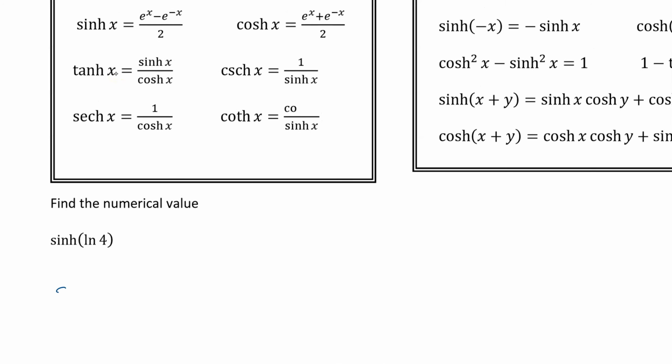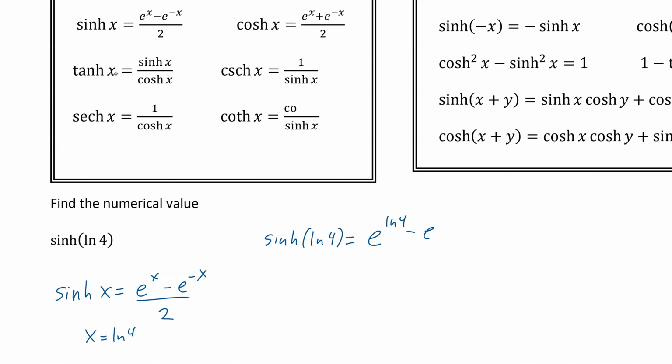I like to rewrite the function, especially when you're getting used to these, so that you can see exactly what it is. In this case, our x is the natural log of 4, so that's what we're going to be replacing it with. So the hyperbolic sine of the natural log of 4 would be e to the ln of 4 minus e to the negative ln of 4, over 2.